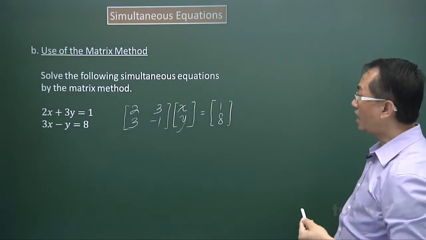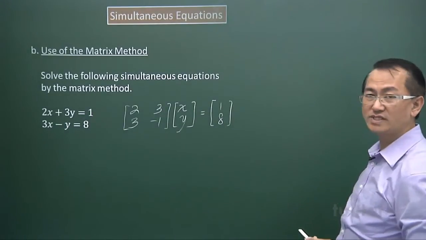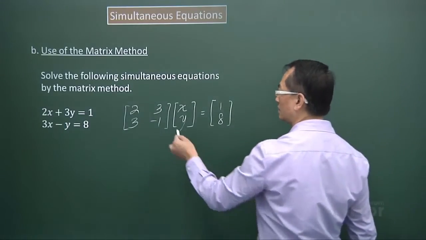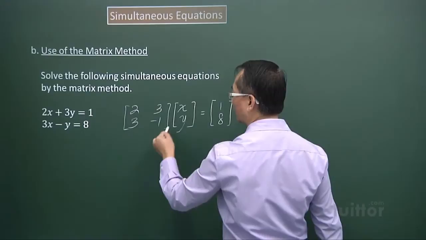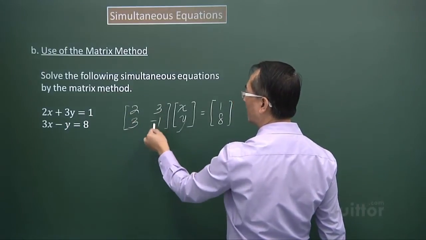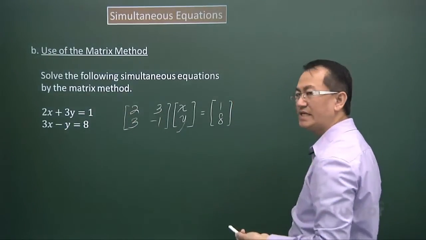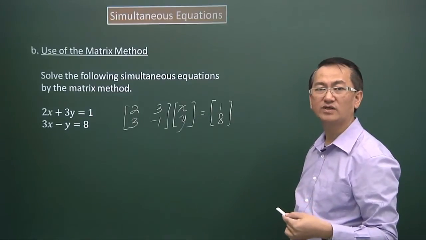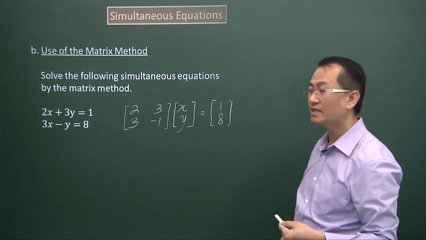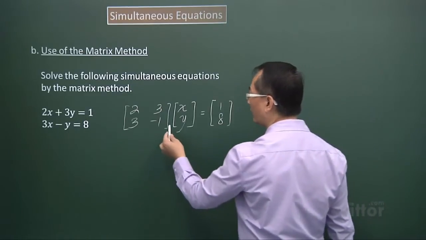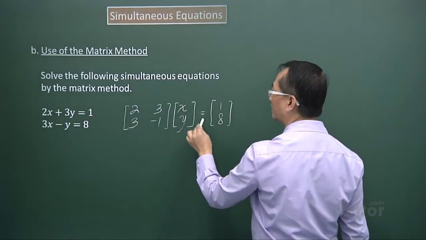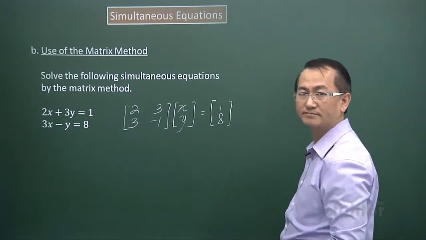And then I will go on using the inverse matrix of the matrix over here, 2, 3, 3, minus 1. The reason I pre-multiply both sides of the equation by the inverse matrix is to get rid of this matrix here, so that I'm only left with this matrix x, y.